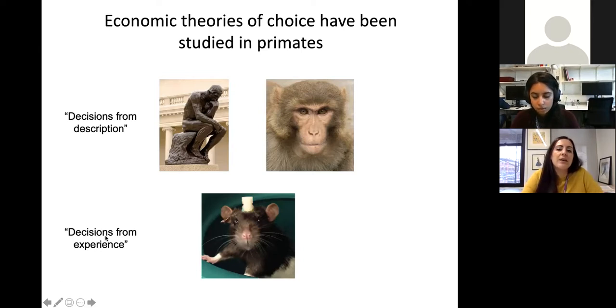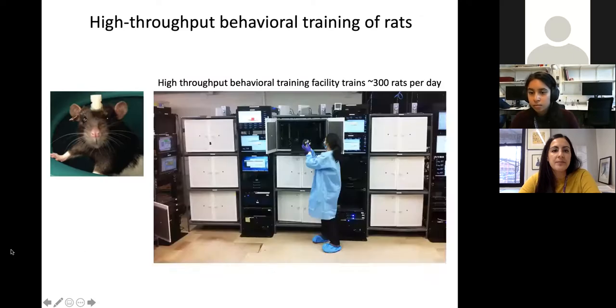Those are kind of fundamentally different paradigms from decision from description tasks. And so we wanted to develop a task that would allow us to, in rats, elicit decisions from description. And I'm going to describe in a moment how we did that. But briefly, our approach was to use high throughput behavioral training.